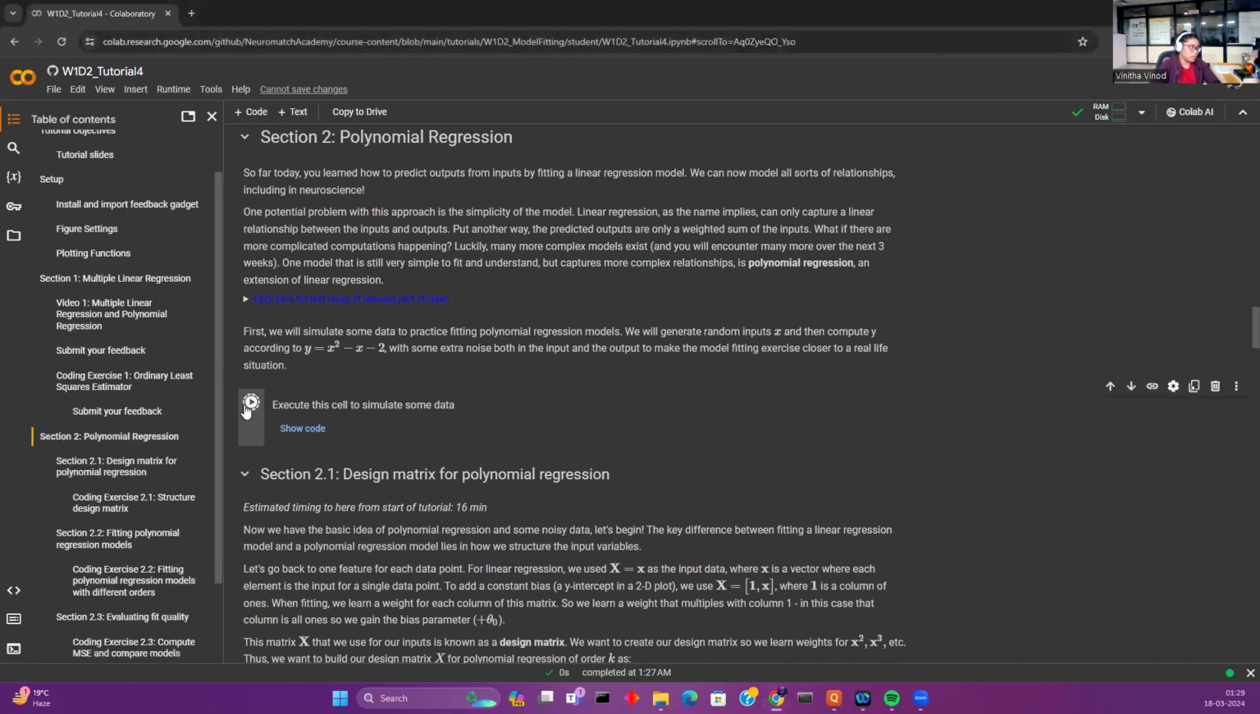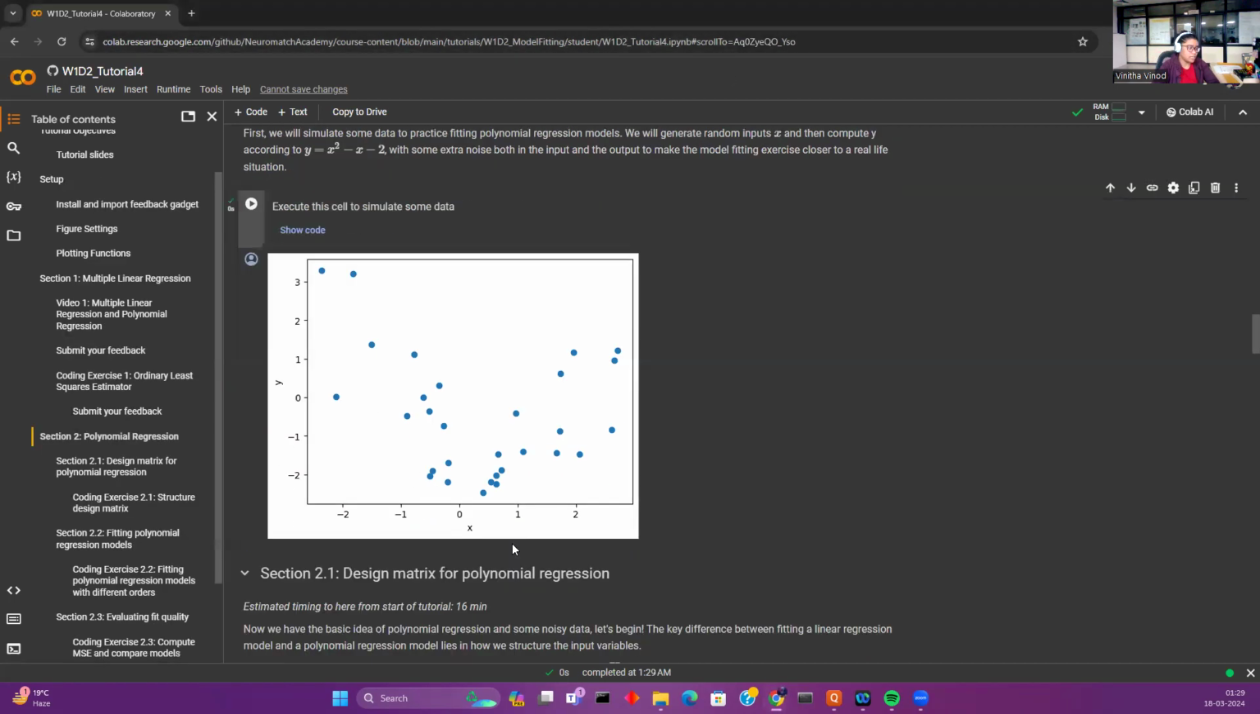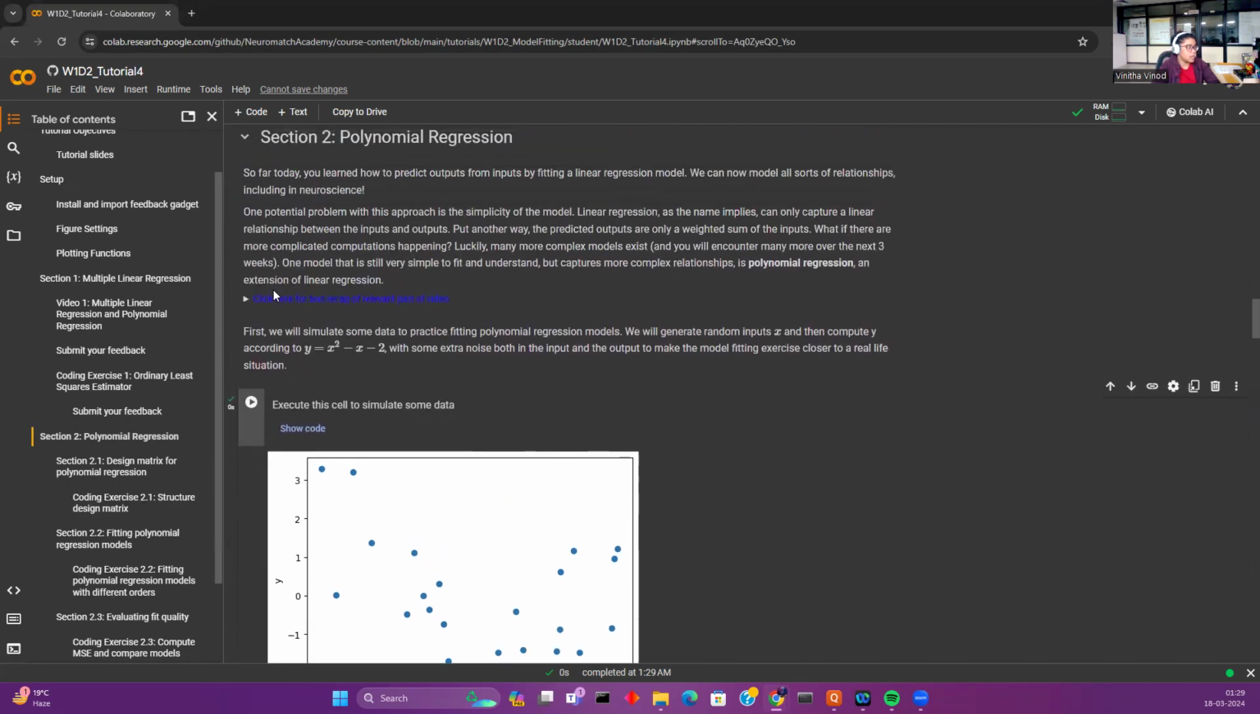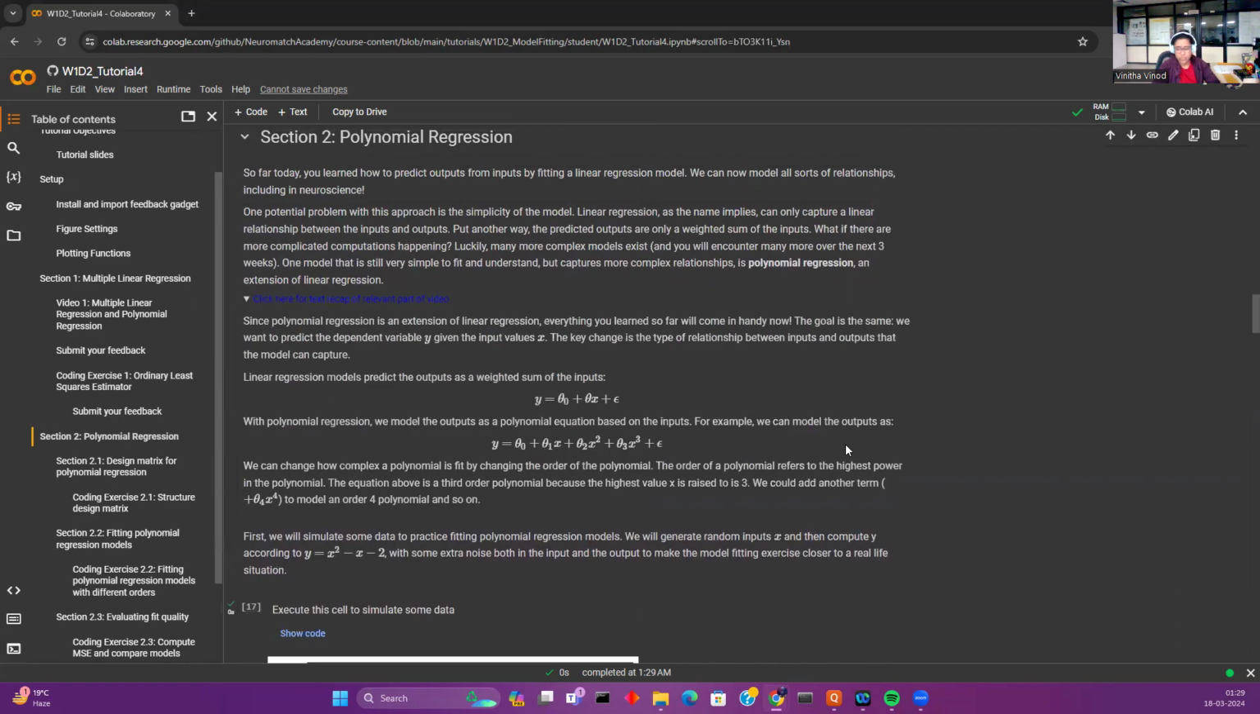If you want to take a look at what non-linear data would look like, you can see a relationship between x and y over here. These data points are non-linear in nature when the relationship between them is taken into account. Just to check out what the equations look like: a linear regression model predicts the outputs as a weighted sum of the inputs, and this is linear, and the order of this equation is usually 1. The order is the highest power to which the variable is raised.